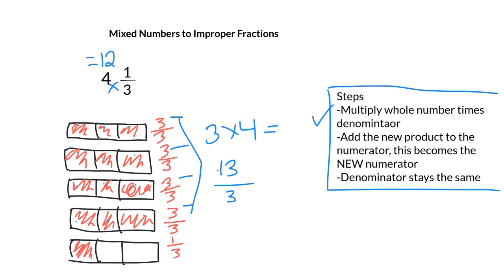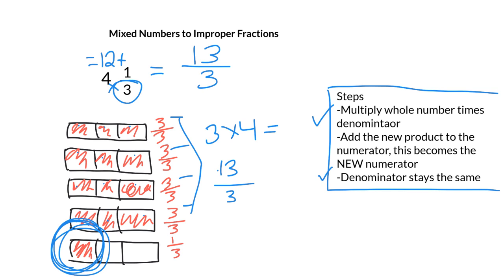Next, we are going to add the new product, which is 12, the answer to a multiplication problem, to our numerator. Because if we just do 3 times 4, we're missing counting this piece right here. And we still need that, to find out how many 1/3 pieces we have. So I'm going to show this by just doing an addition sign. And then I'm going to draw an equal sign to make my improper fraction. This is going to become the new numerator. So 12 plus 1 is 13. And our denominator stays the same. So it's going to stay 3. That does not change. So what this shows is that 4 and 1/3 is equal to 13/3.